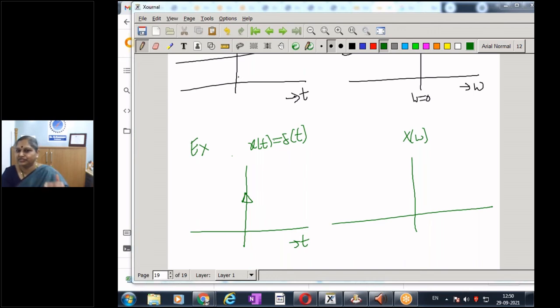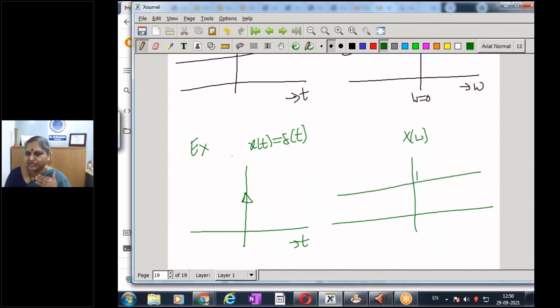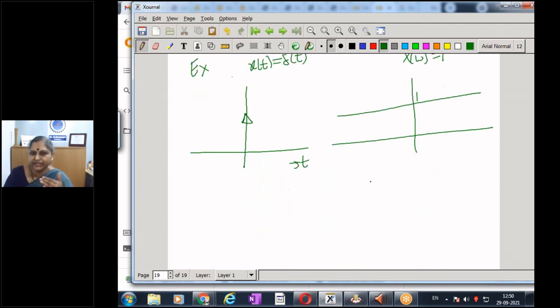A signal which is constant in one domain is an impulse in the other domain. So if I do that, what I will get is a constant, delta omega equal to 1. In case you want, we can do the integration. Suppose my x of t is delta t.